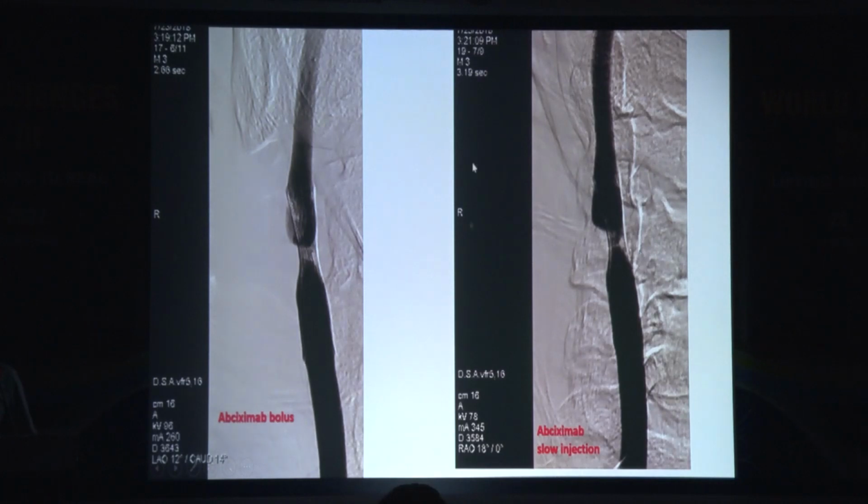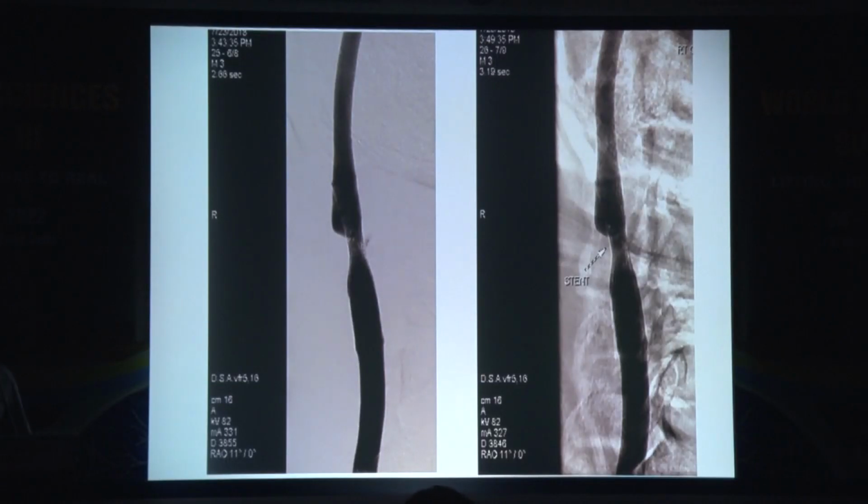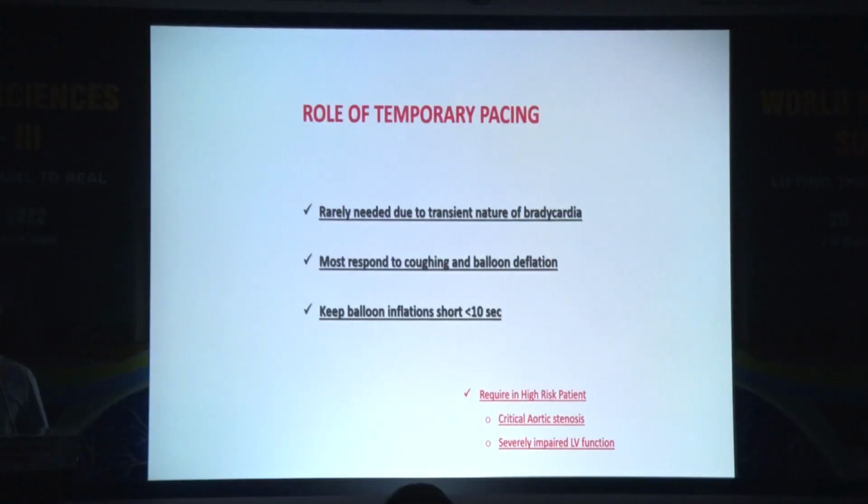So we watched for another 15 minutes. It was not resolving, it was progressing. So we then gave a bolus of abciximab. We waited for a while. The patient was primed with abciximab 10 milligram. After that, we found there was stabilization, no progression of the clot, and a smoothing of the clot along the stent walls. So this is how we tackle the clot during stent placement.